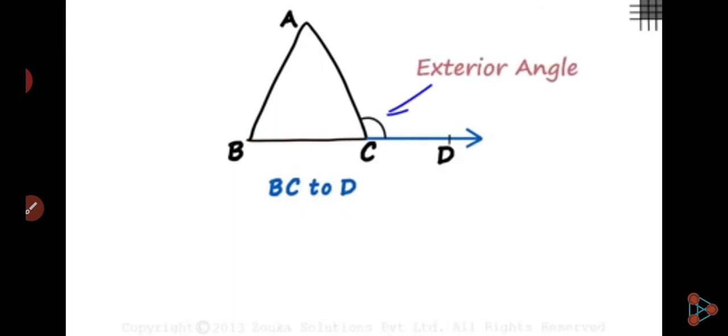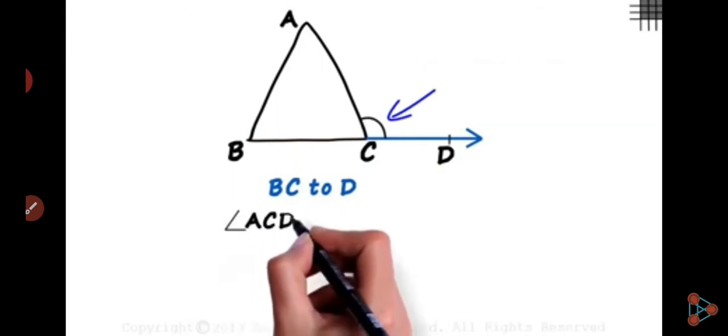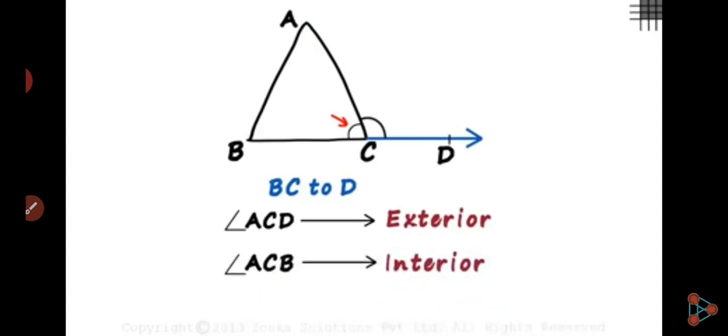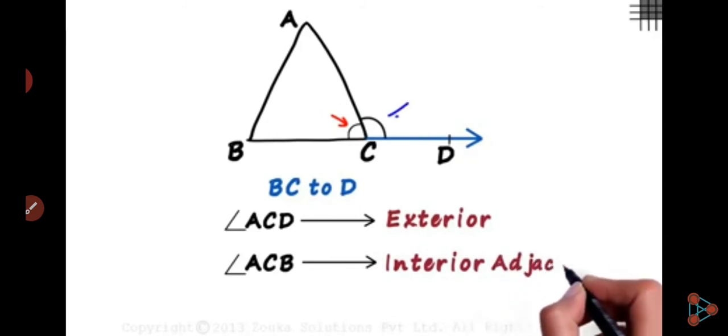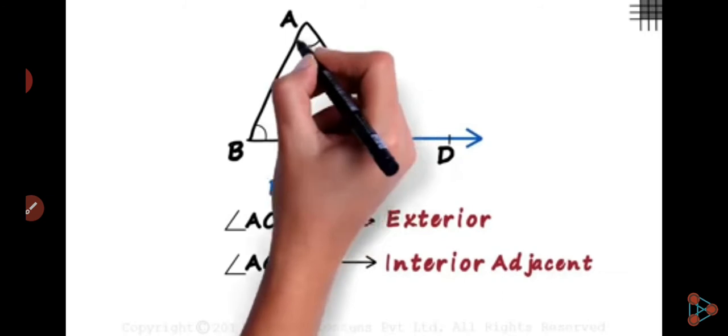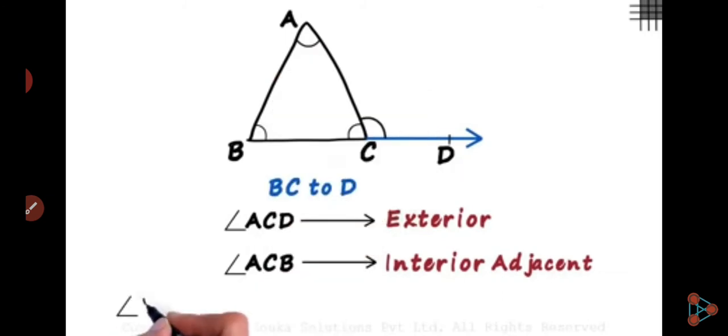Now this is our exterior angle, ACD. ACD is your exterior angle. Now we know angle A plus angle B plus angle C is equal to 180 degrees, because of the angle sum property. But we also know angle ACB is interior, and this adjacent angle, they are a linear pair also.